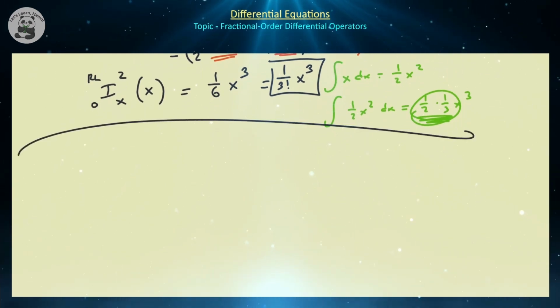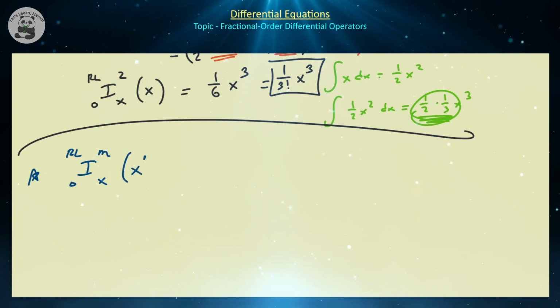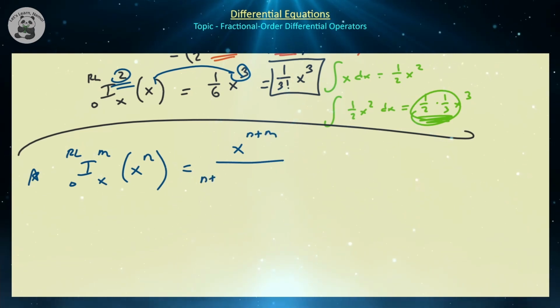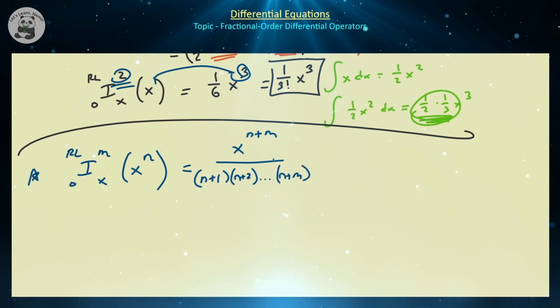So let's do this. Let's do the Riemann-Liouville order n now, 0 to x, and let's do any monomial term x to the power of m. So using this idea, that's just going to be equal to what? So notice that in order to go from 1 to 3, all we do is add 2. So that generalization is pretty trivial. So that's going to be x to the power of n plus m all over (m plus 1) times (m plus 2) all the way down to (n plus m).